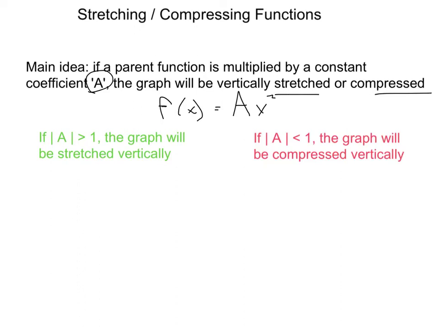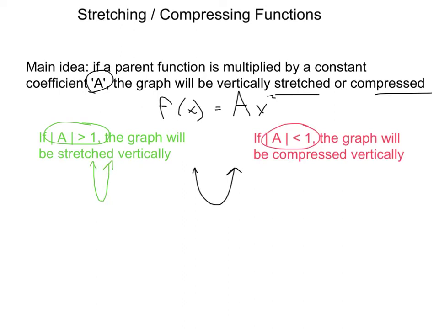If the absolute value of a is greater than 1, then the graph will be stretched vertically, right? And if the absolute value of a is less than 1, then the graph will be compressed vertically, right? So that's the entire idea. So if the basic graph of x squared is like that, a graph being stretched vertically means that, imagine that you're taking this graph and sort of pulling it to be taller. You'll sort of end up with this sort of taller, skinnier graph.